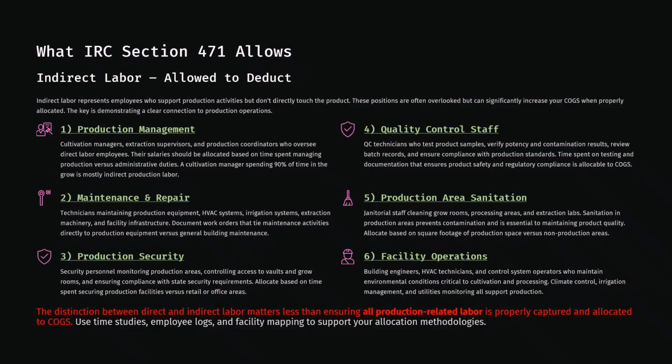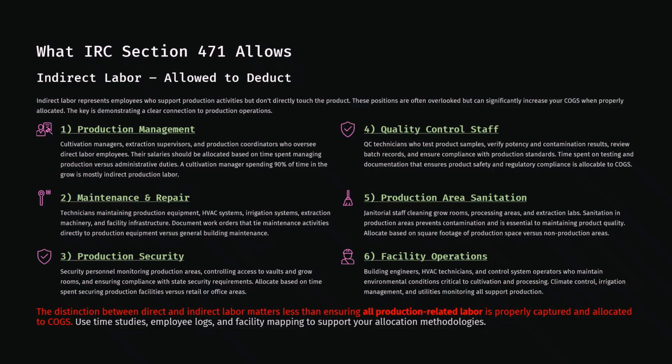Janitors and sanitation. If they're cleaning production areas such as grow tents, trim rooms, packaging, clean rooms, they're supporting the production environment. As long as they're not cleaning retail space, this labor can be a COGS contributor. Facility ops and utility staff.